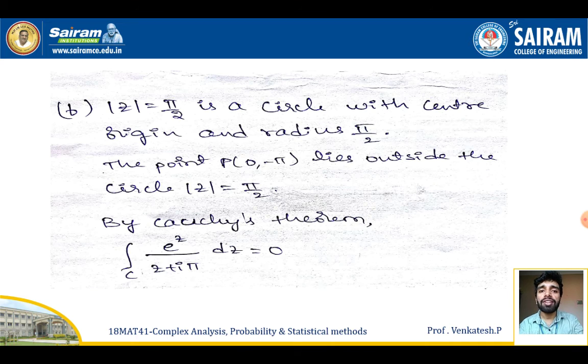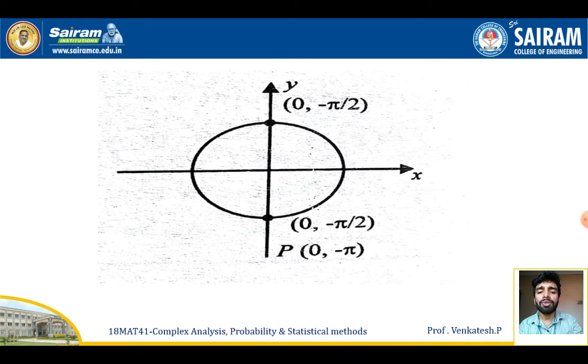The next curve is mod z is equal to pi by 2. It is a circle with center at origin and radius pi by 2. So here also I am using the same point only, the point 0 comma minus pi. So we can see where the point lies. On drawing the figure, we can observe like this.